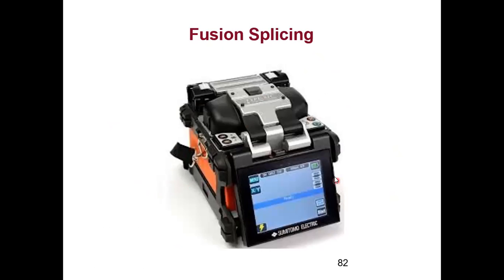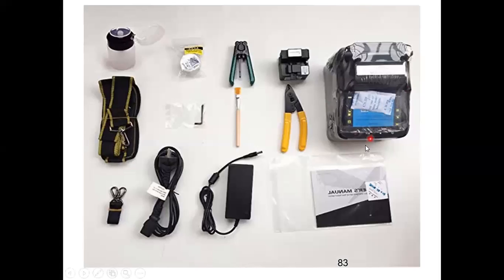Okay, so here I have the display. So here everything on the display. So all the alignment I can see. Then the arc is generated, the timer, all those settings, the losses, everything will be displayed in this particular display board. So this is the splicing machine. Now, these are the accessories along with the splicing machine.